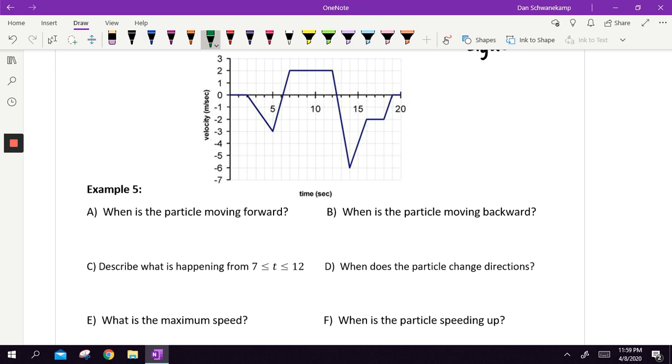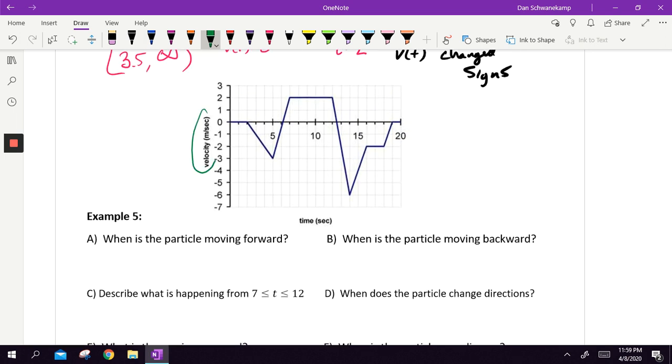Example 5. This time we are given a velocity graph. This is v of t. This is velocity. All right, so velocity graph. When is the particle moving forward? A particle is moving forward when velocity is positive.